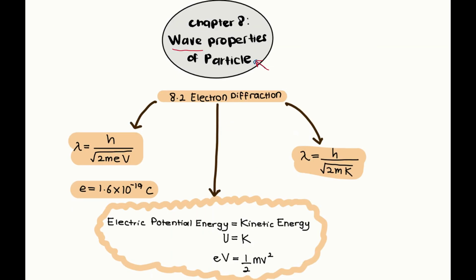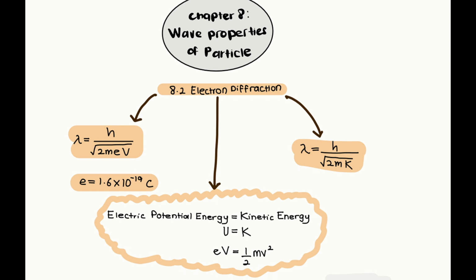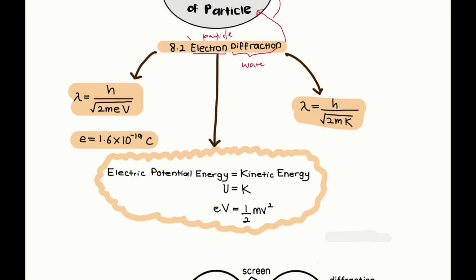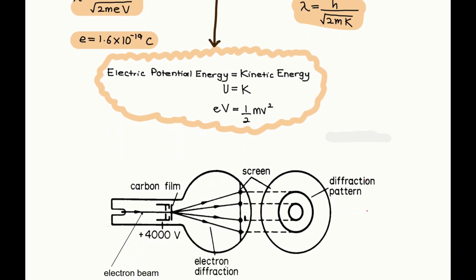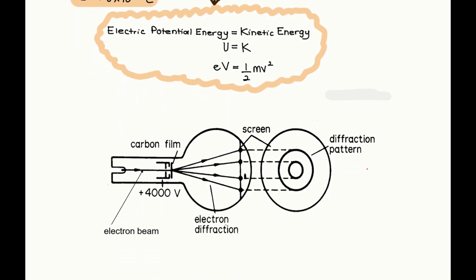For 8.2, this is where we can prove that the particles can behave as a wave because of the characteristic shown by the electron. Electron as a particle may diffract, and diffraction is a phenomenon shown by wave properties. Electron diffraction is actually proven by an experiment conducted by Davisson and Germer. So we call this experiment the Davisson-Germer experiment.